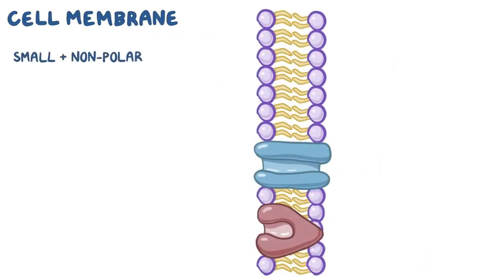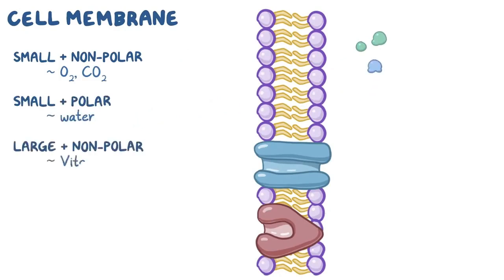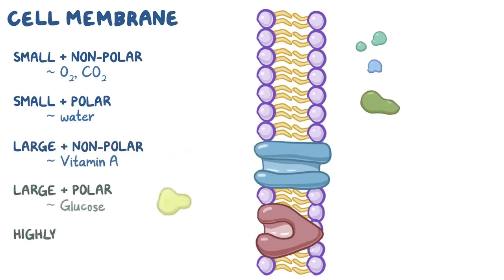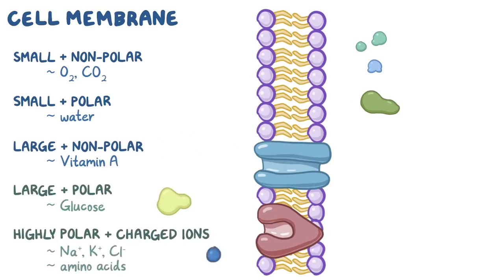Small nonpolar molecules like oxygen or carbon dioxide are able to diffuse rapidly through the cell membrane. Small polar molecules like water can cross as well, but do so very slowly. Large nonpolar molecules like vitamin A are also very slow to cross the cell membrane. And large polar molecules like glucose and highly polar charged ions like sodium, potassium, and chloride, as well as molecules that possess a charge like amino acids, are all highly unlikely to get across a cell membrane on their own.